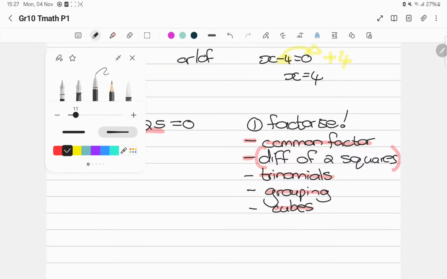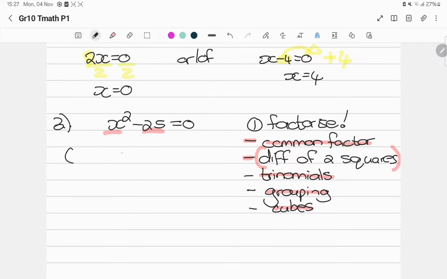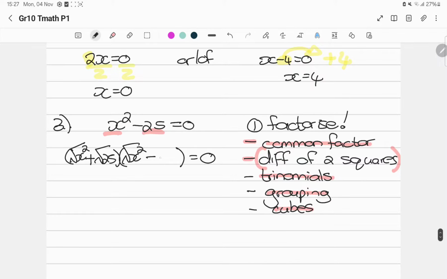So I'm only left with my option of the difference of 2 squares. Now I know when I'm working with a difference of 2 squares, I'm going to have 2 brackets that are the same. One is going to have a plus, and the other is going to have a minus. And then I need to find the square root of x squared as my first term. And then I have to find the second term, which is 25, and I need to find the square root of that. So basically, this is what you do. Plus, minus, and then you put the square root of x squared and of 25, and that leaves me with x plus 5 and x minus 5 equal to 0.